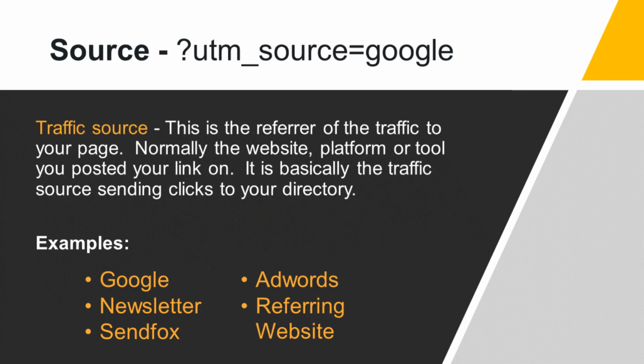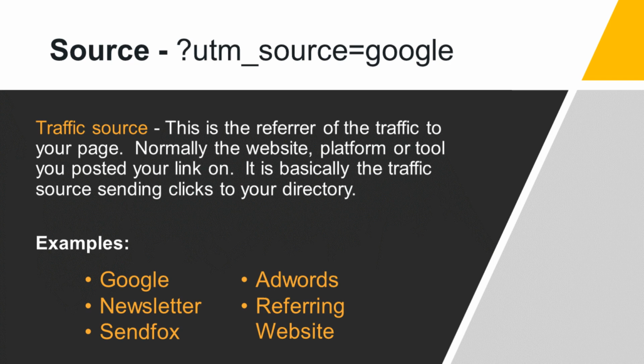So the first one is the UTM source. This basically tells you the traffic source. It's basically the referrer of the traffic to your page. So basically the website or platform or tool that you posted your link on. It's the traffic source sending the clicks to your directory. So if it was a link on Google, you'd put Google. If it was a referring website and you were giving somebody a link for an affiliate, it would have that affiliate website name on there. It's basically where are they coming from.